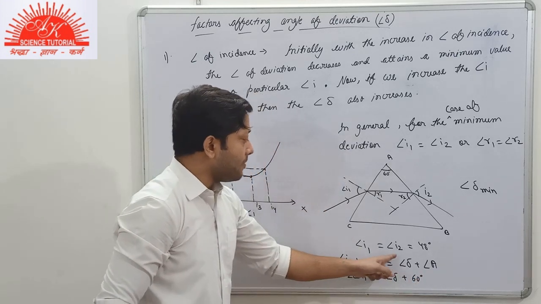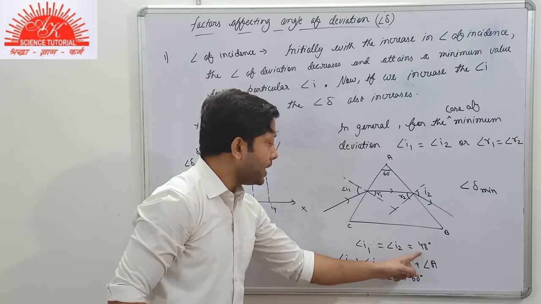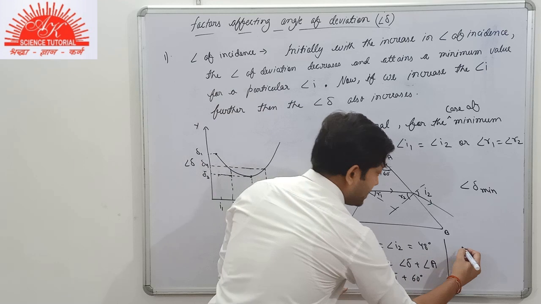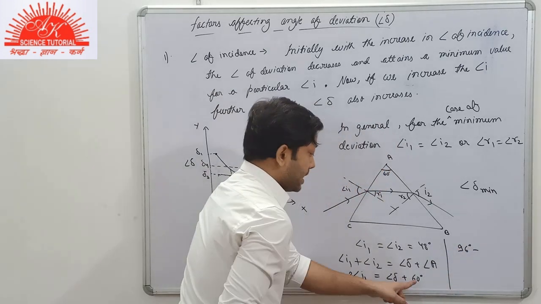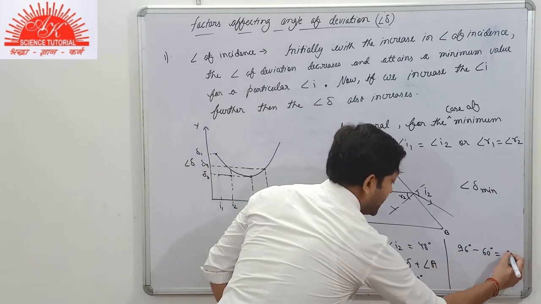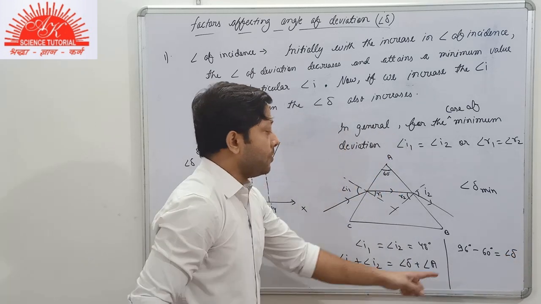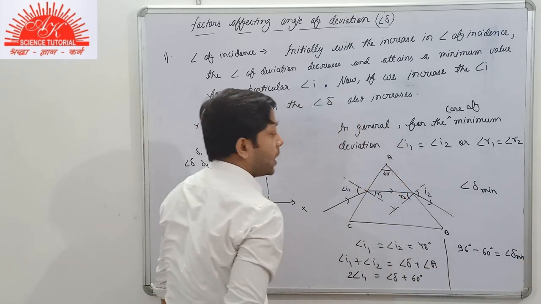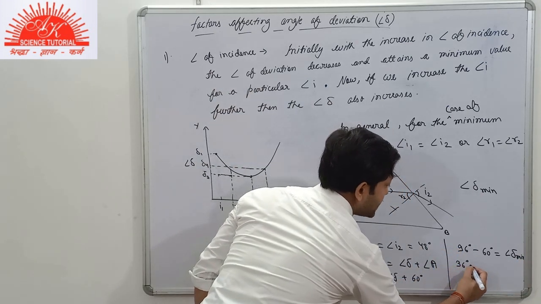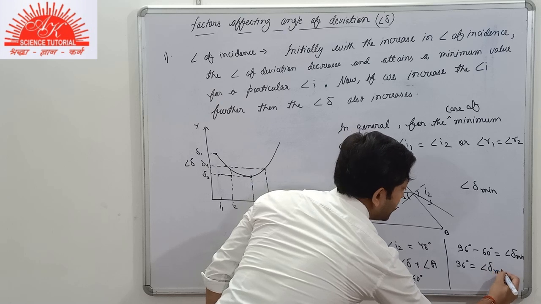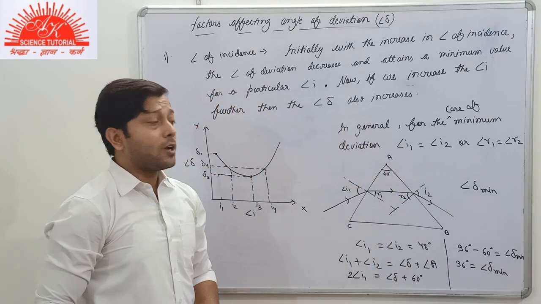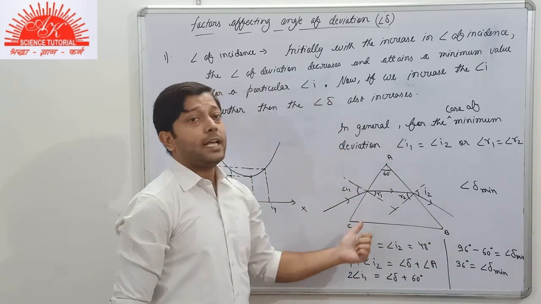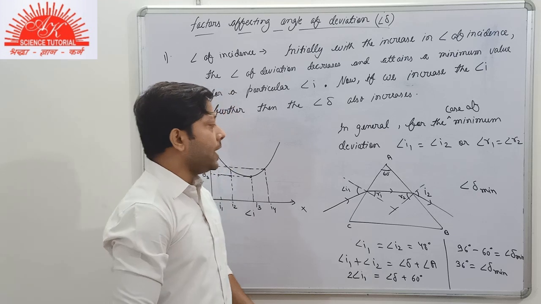So twice angle I1 or twice angle I2, it is 48 into 2, that is 96 degrees. And this 60 will be shifted to the other side. Then we can find the angle of minimum deviation. So the angle of minimum deviation is 36 degrees. So it might be possible that you are asked to find the angle of minimum deviation in the case of an equilateral prism. So this was about the equilateral prism.